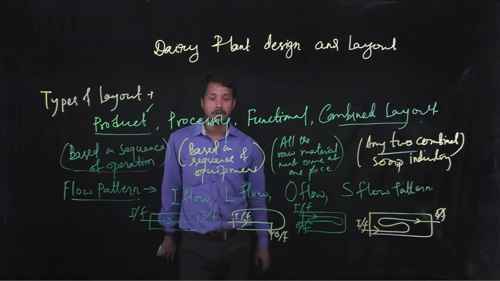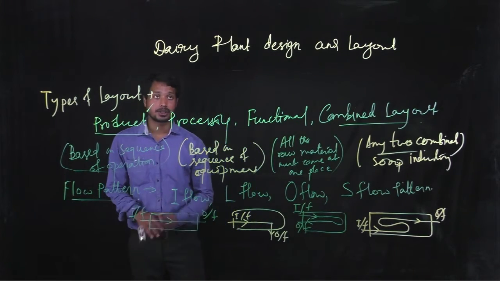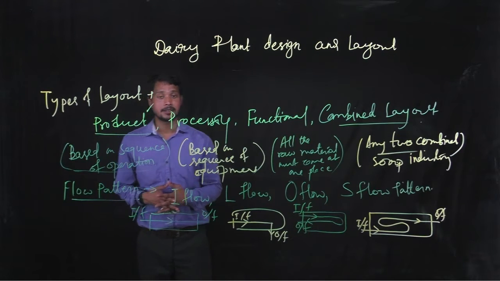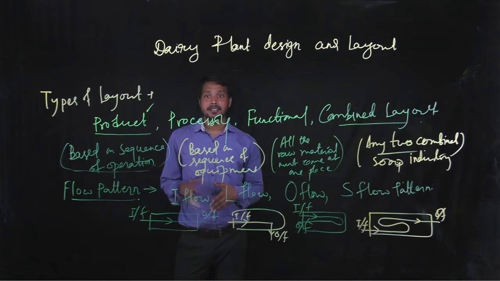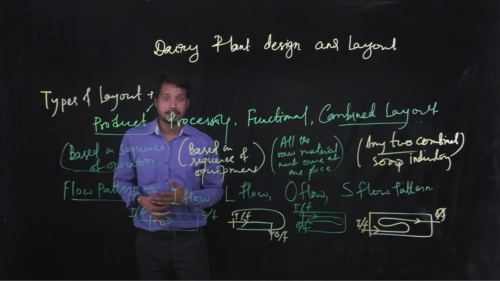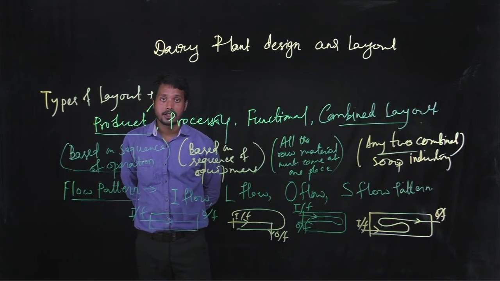So this is all about plant design and layout. Today we have seen that to design a plant, the basic needs or necessities, and the types of layouts and types of flow patterns. So all this we discussed in our class.